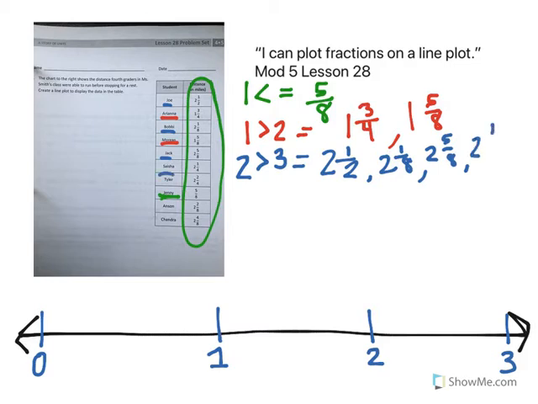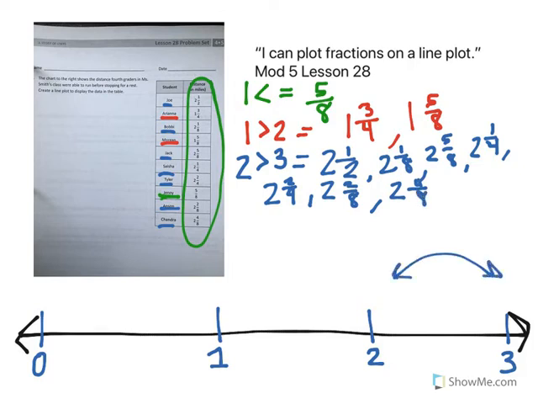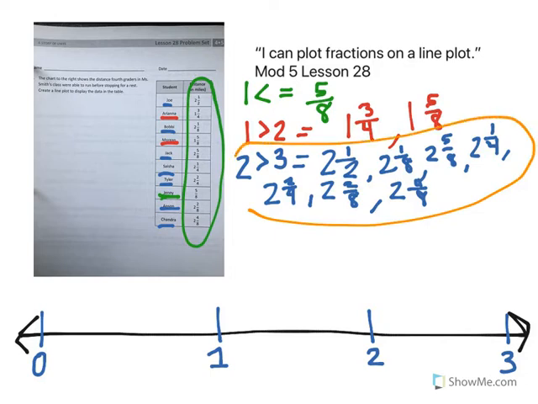Sasha, 2 1/4. Tyler, 2 2/4. Anson, 2 and 2/8. Chandra, 2 and 4/8. Wow, okay, so looks like from this section here, there's going to be quite a lot of fractions, so I'm just making that prediction based off of seeing all of these here that are between 2 wholes and 3 wholes.